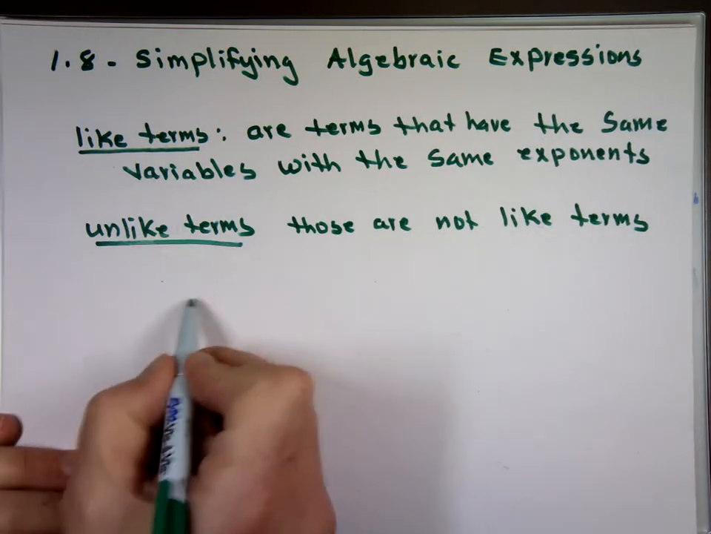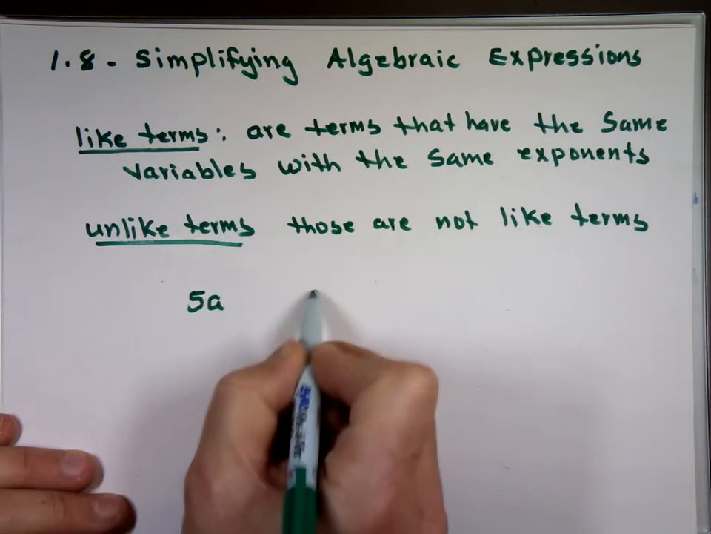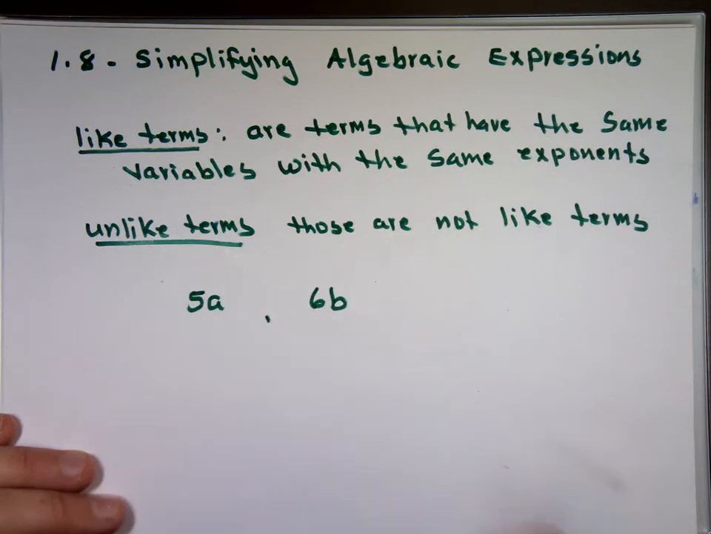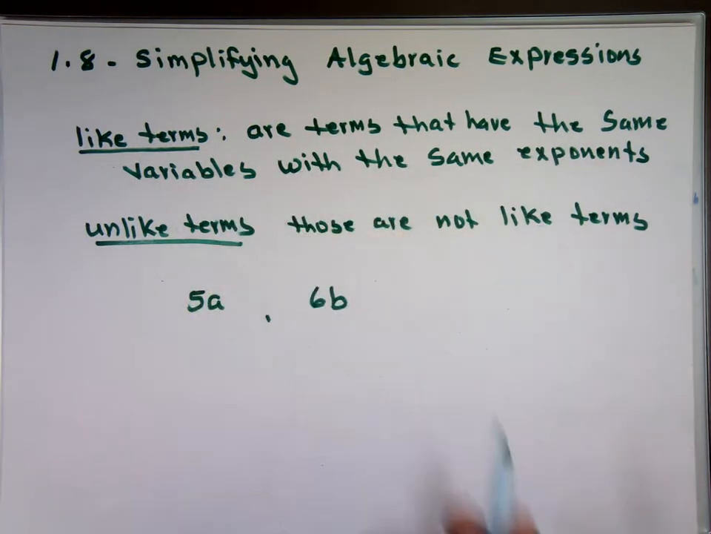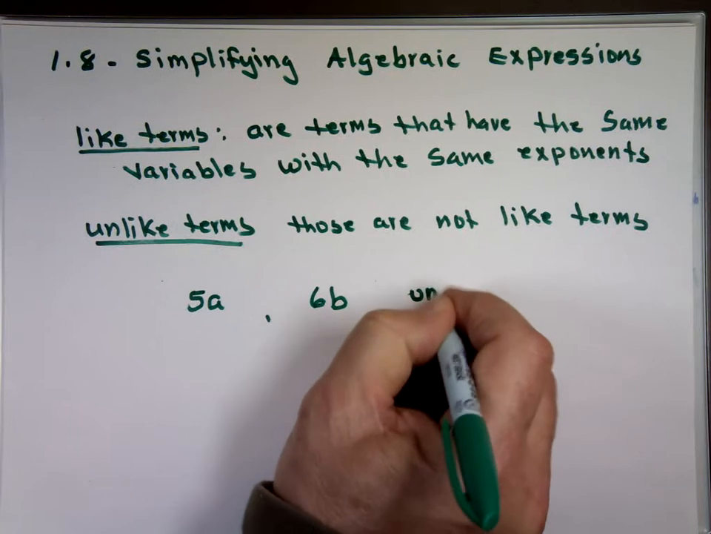Let's begin with this. 5a and 6b. Are they like terms or not? Do they have the same variable? No. So done right there. They must have the same variable to be like terms. So this is unlike.